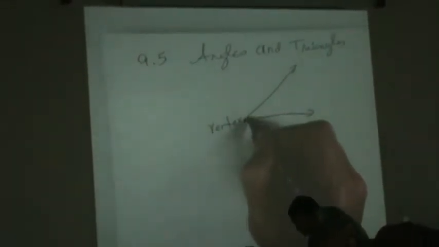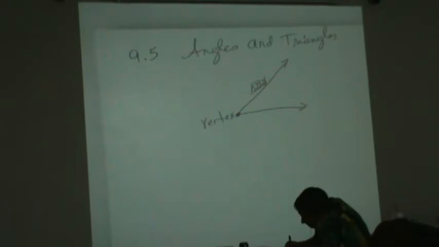Both of these sides come off from the vertex. These are both rays. It's like a ray of light coming out from a flashlight. It has a starting point, but it doesn't have an ending point. These are both rays.